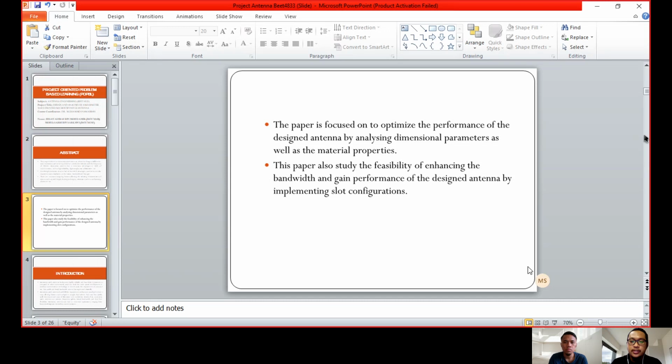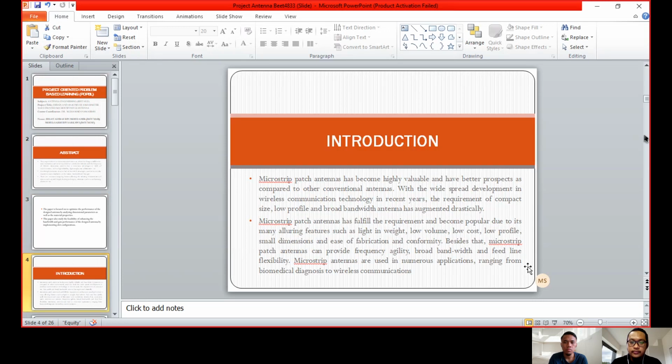This paper also studied the feasibility of enhancing the bandwidth and gain performance of the designed antenna by implementing slot configuration. For the introduction, microstrip patch antenna has become highly valuable and has better prospects as compared to other conventional antennas. With the widespread development in wireless communication technology in recent years, the requirement of compact size, low profile, and broad bandwidth antennas has augmented drastically.